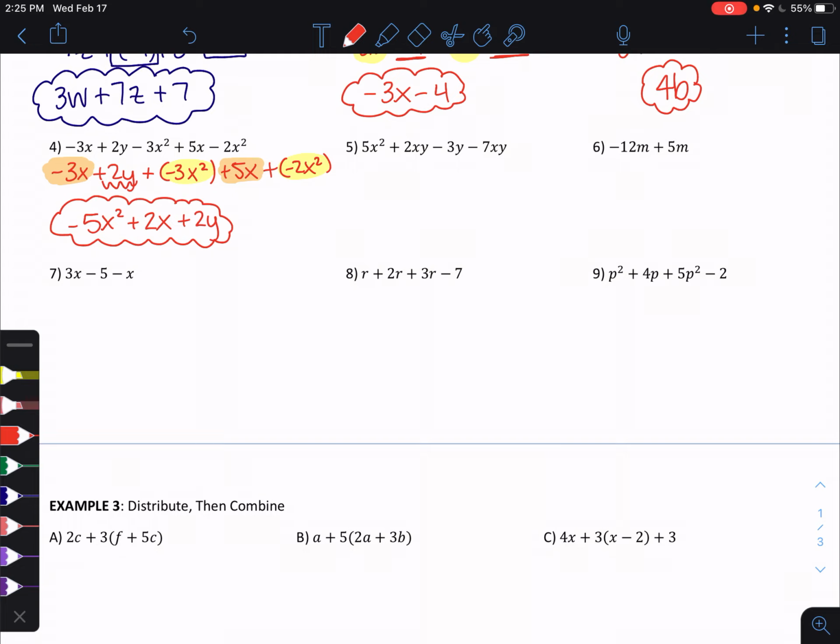Number 5 gets into what happens when variables are mixed together. So when I do these ones, I still go alphabetically, so x first, then y, then my xy's. So I've got 5x squared plus 2xy plus negative 3y plus negative 7xy. So I'm going to do my x squared first. I have nothing in common with x squared, so it's going to come first.